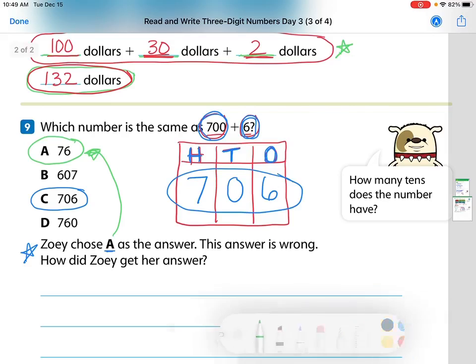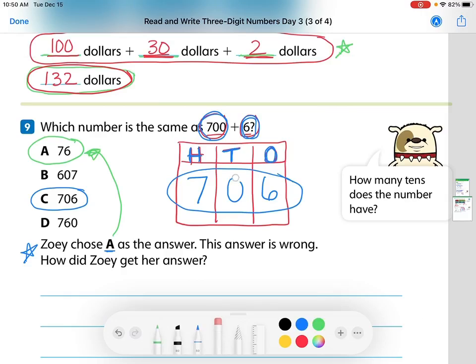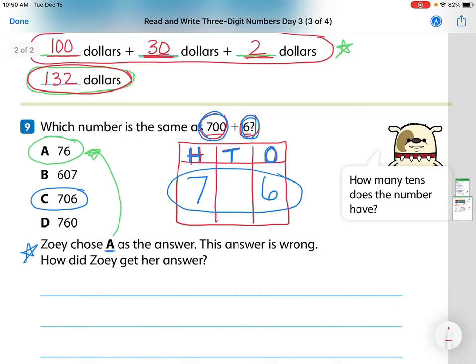All right. Remember, before we put this 0 in the tens place, look what we had. I want you to think about that when you give an answer to what you think Zoe may have done wrong. How did she get the number 76 as her answer? So you're going to pause the video, you're going to write your sentence about what you think Zoe did and how did she end up with the answer of 76 instead of 706. Go ahead and pause and do all your writing.